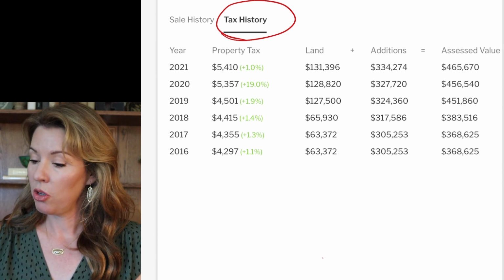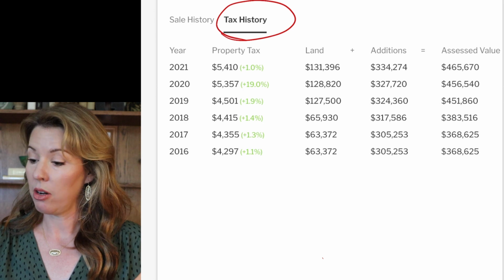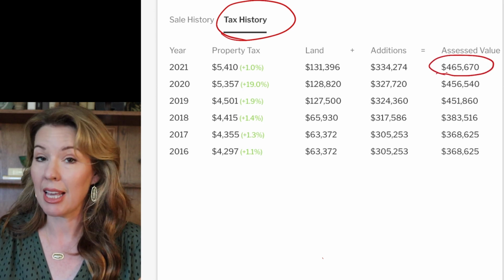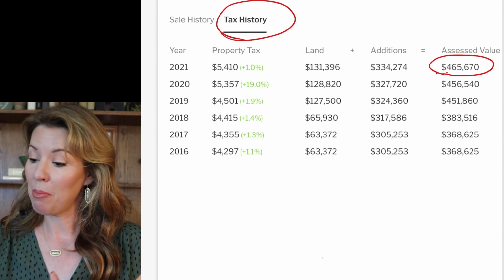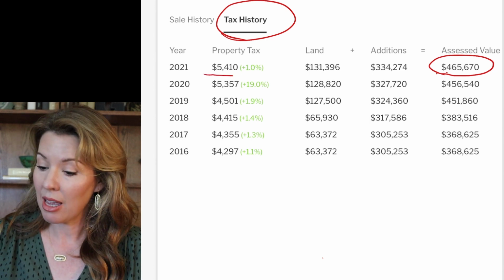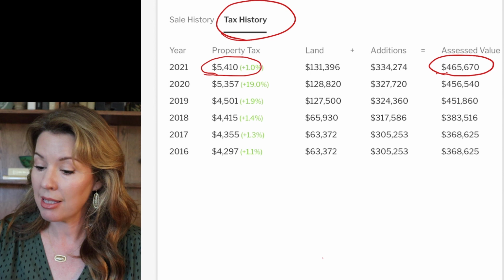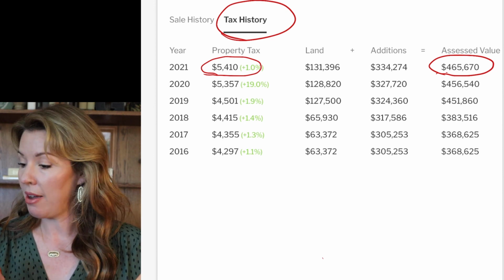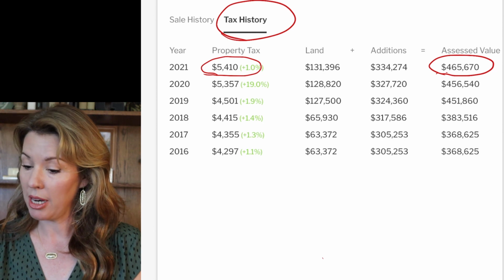Okay, so back to my form on Redfin here. Our critical numbers that we're going to need are the current assessed value. Again, it's not the market value. I will get to that. And we're going to need the last data for the yearly property tax amount. So I've circled those two numbers here.